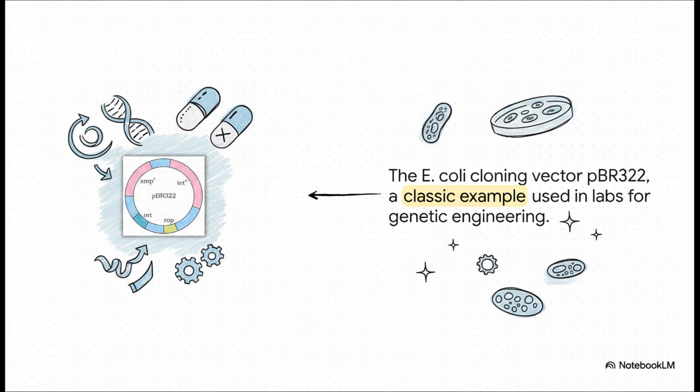Then you see AMP-R and TET-R. These are selectable markers. In this case, they give resistance to two different antibiotics. We'll see why that's so useful in a bit. And ROP codes for proteins that help control how many plasmid copies are made. It's an incredibly clever bit of engineering.